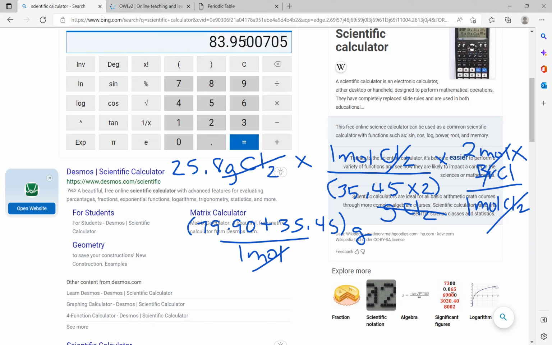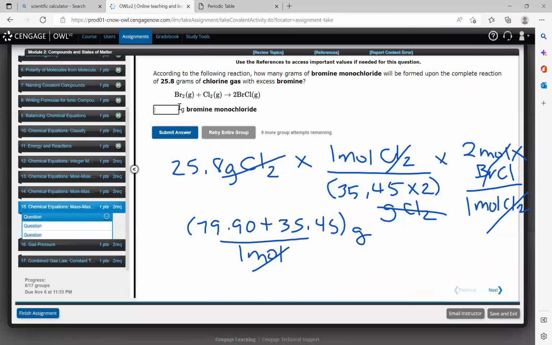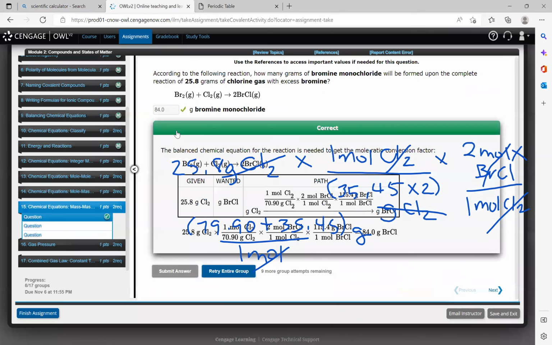And we get 83.9. And again, because of this 5, we're going to round it to 84.0 grams of bromine monochloride. Submit our answer, and we're good to go.